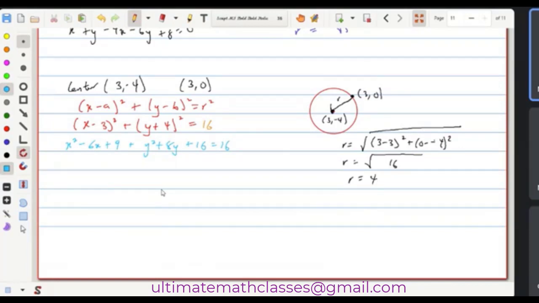Okay, the 16 goes to the other side, but just take it outside, it should be fine. Yes, sir. x squared minus 6x. Let me just do all of it straight away then. So x squared plus y squared minus 6x plus 8y plus 9 should be equal to 0. My simplification should be correct. Yeah, I think the simplification is correct. So this is the equation of the circle. Yes, sir.